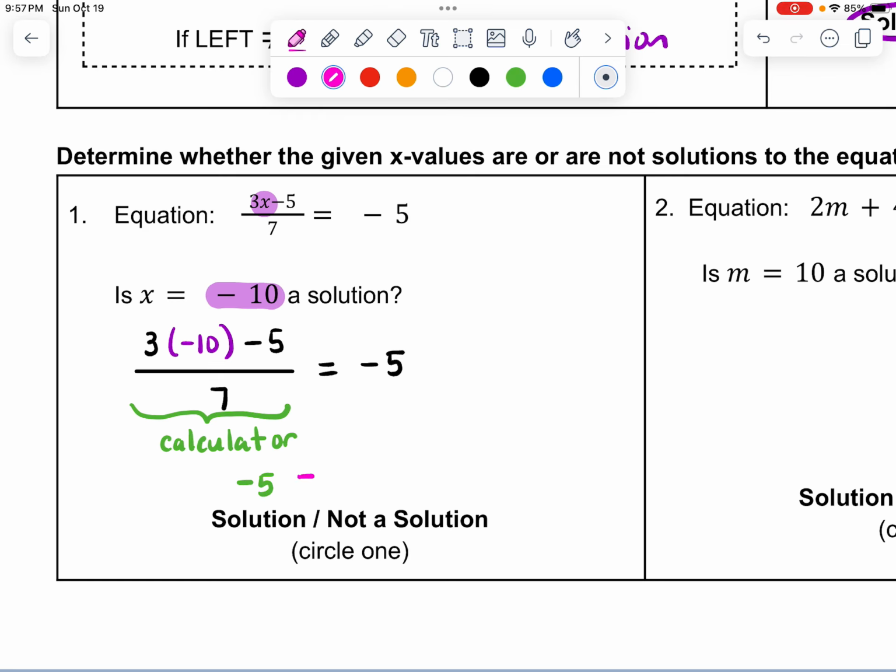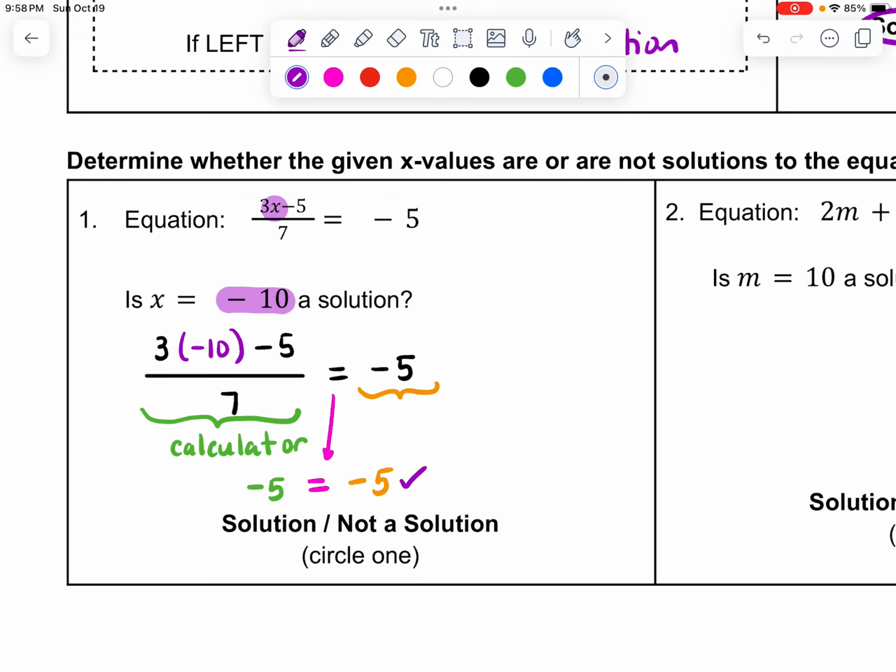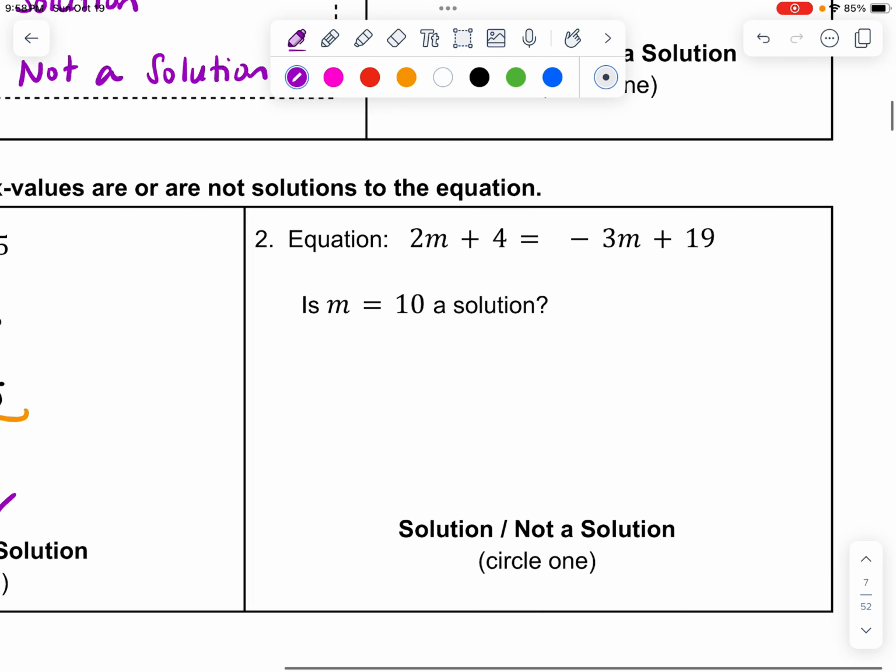I'm going to copy down that equal sign, which is right in between the left side and the right side, and then I'm going to type in the right side on my calculator. Now again, we got lucky this time. The right side is just the number -5, so all I'm going to do is copy down the number -5. Since -5 really is equal to -5, I would say that the number I tested is a solution. So the number -10 is a solution to this equation. Let's try one last example.